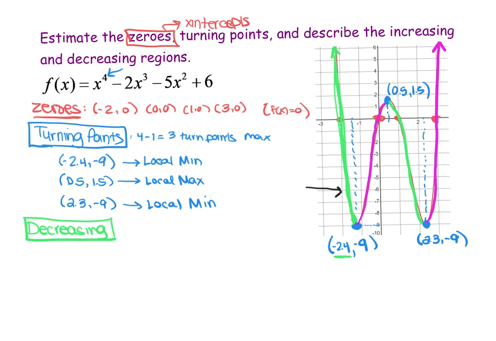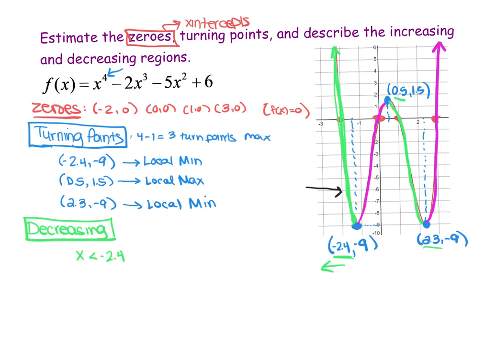So this all happens before -2.4. So I can represent that region by saying all of the x values that are less than -2.4 result in a decreasing area of the graph. However, this isn't the only decreasing area of the graph. We have an additional decreasing area right here between x is 0.5 and x is 2.3.